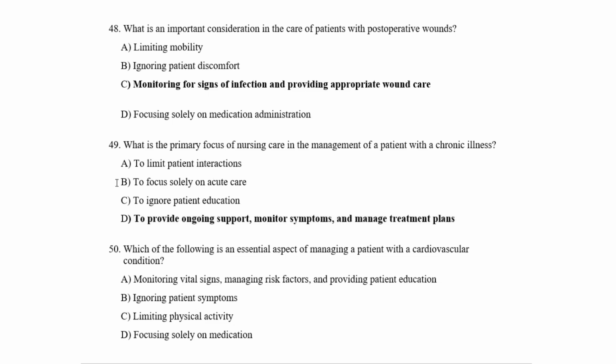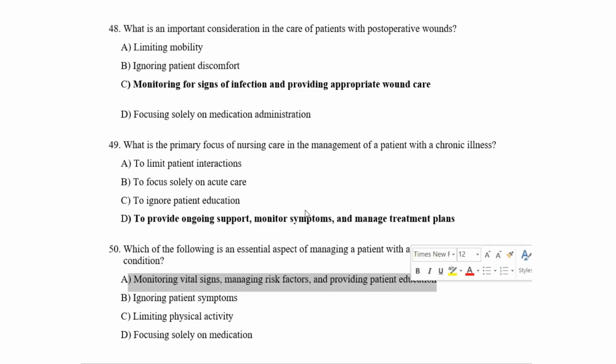Well, similarly let's look at question number 50. Which of the following is an essential aspect of managing a patient with cardiovascular condition? Option A, monitoring vital sign, managing risk factors and providing patient education. Option B, ignoring patient symptoms. Option C, limiting physical activity. Option D, focusing solely on medication. The correct answer is option A, monitoring vital signs, managing risk factors and providing patient education.